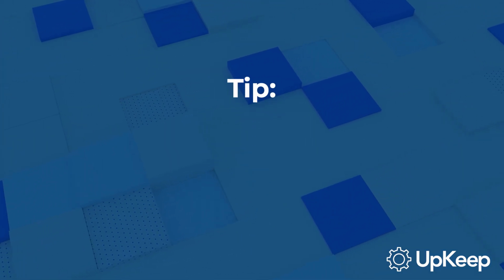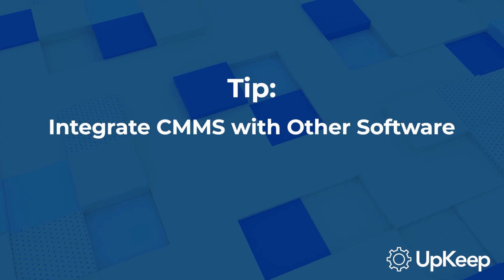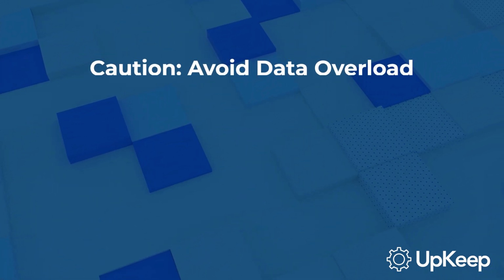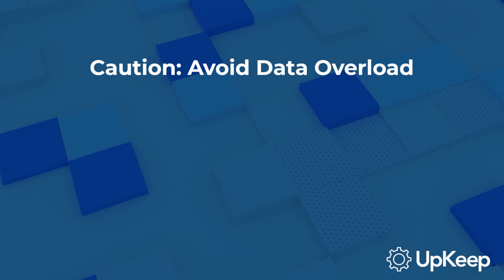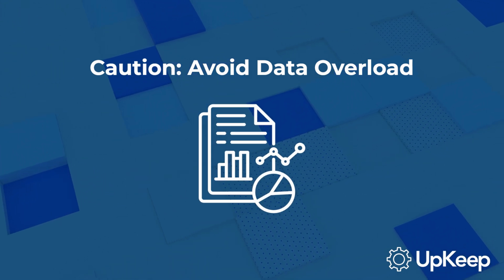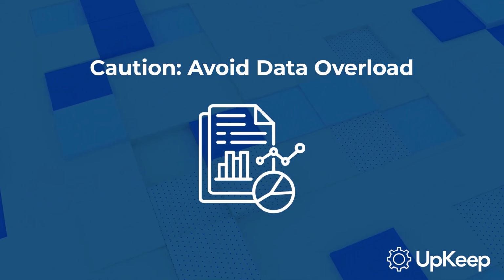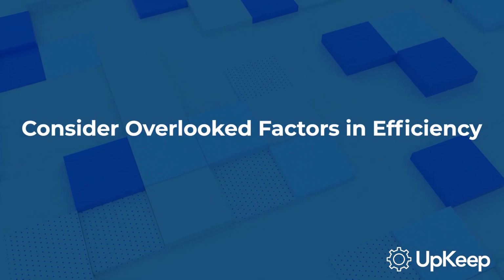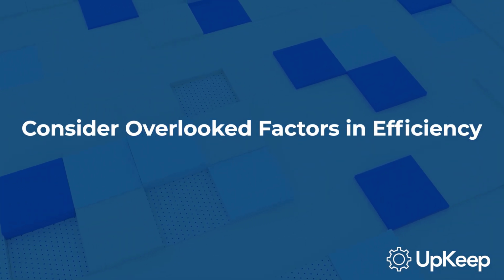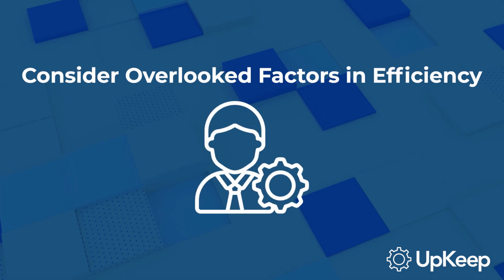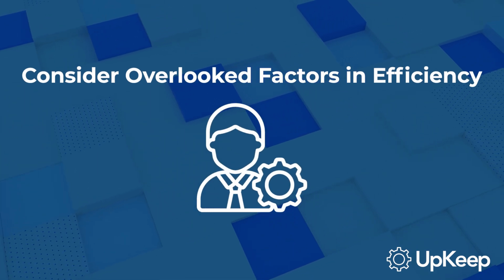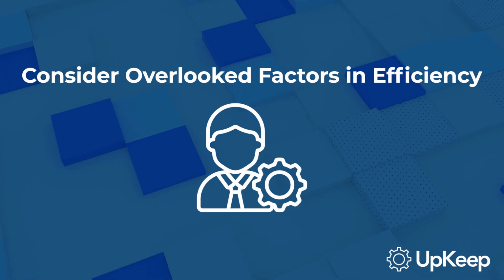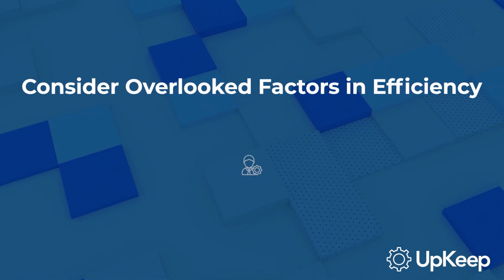A helpful tip here is to integrate your CMMS with other software to get a more complete view of your plant's productivity. But remember, don't go overboard with data collection. Enough data is often better than perfect data. Aim for a balance between precision and cost. And don't forget to consider commonly overlooked factors that affect your production efficiency. For instance, the work of engineers in your facility can significantly impact productivity, even if it's challenging to measure precisely.